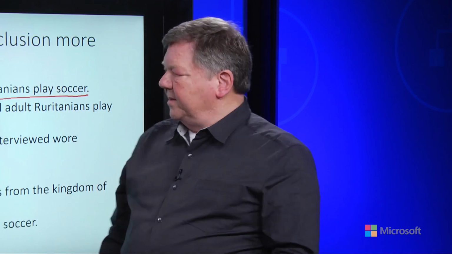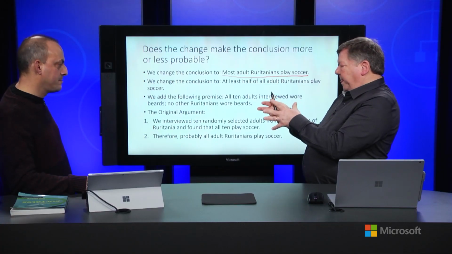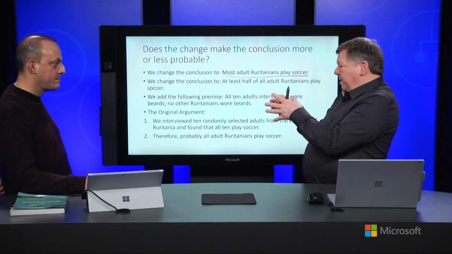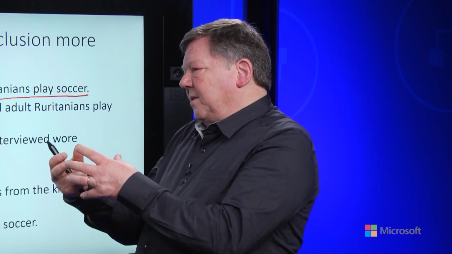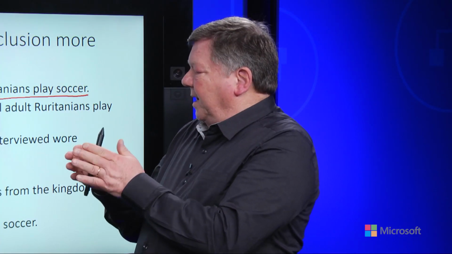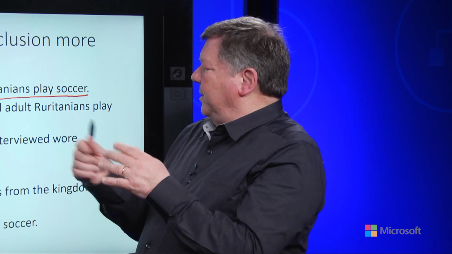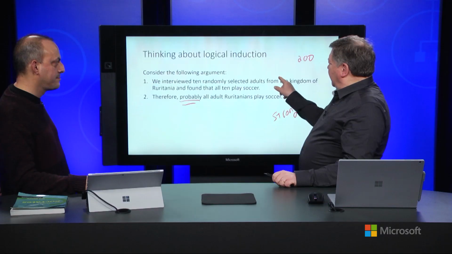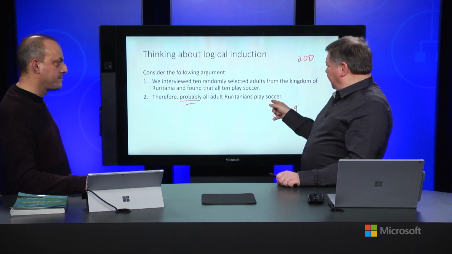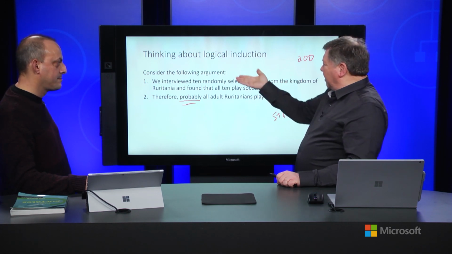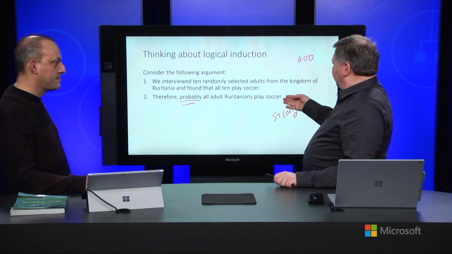The reason for that is that when we draw an inductive conclusion, we're making a claim. The more narrowly we draw the claim, the more precise our claim, the more chances there are that the claim is false. And the more broadly we draw the claim, the more chances we have that the claim comes true. So if even one adult Ruritanian doesn't play soccer, just one, then our conclusion that all adult Ruritanians play soccer is false.